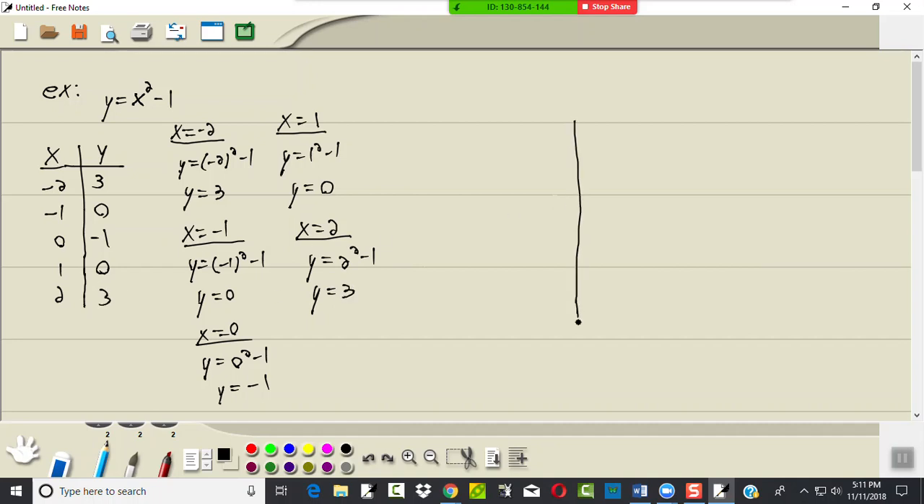Even if you like to do these by hand, doing the t-chart, even if the homework problem doesn't ask for you to use the t-chart, I would recommend using the Desmos to get a feel for what the graph looks like before you begin. That'll help you figure out how many points you need.